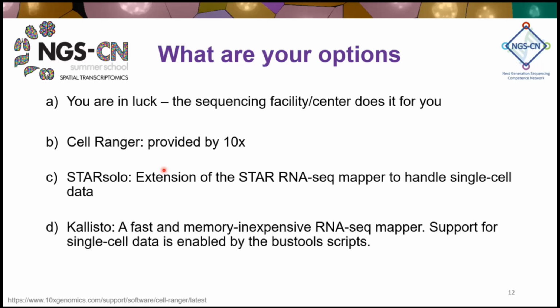And finally, another well-known tool for this data is Kallisto. And Kallisto is a very fast and very inexpensive RNA-seq mapper. Recently, there was also support for single-cell data that was enabled by the so-called BUStools scripts. And with Kallisto, you're really fast. So STARsolo and Cell Ranger will, let's say, take an hour or two. And Kallisto probably does it in like 20 minutes or something.